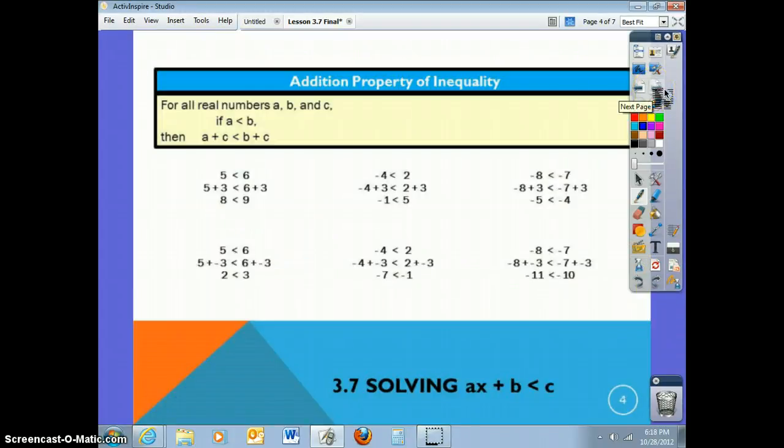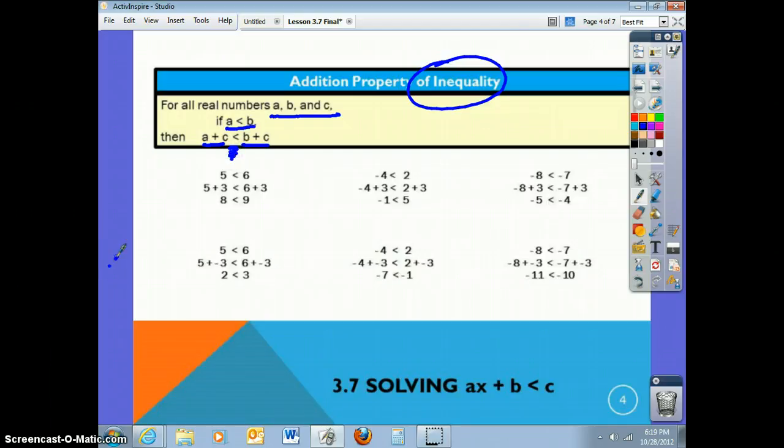Okay, the first thing they talk about in this lesson is the addition property of inequalities. The addition property of inequality says if I have real numbers a, b, and c, and a is less than b, then if I add c to both sides, a plus c is still less than b plus c.